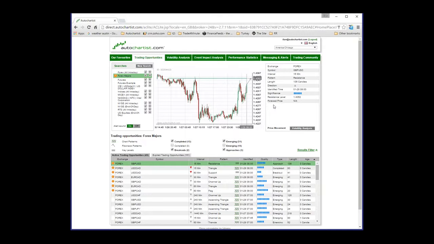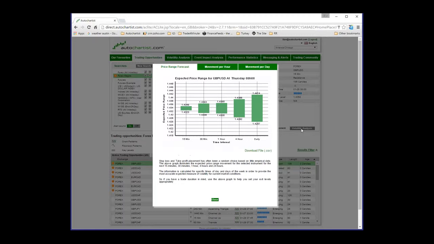The second question you've got to ask is, where am I going to set my stop loss and take profit, right? And in fact, many traders believe that the second question about setting stop losses and take profits is sometimes more important than the first question of which direction. So, if you click on this volatility analysis section, Autochartist provides you the expected volatility for the next 15 minutes, 30 minutes, 1 hour, 4 hours, and 24 hours, right?